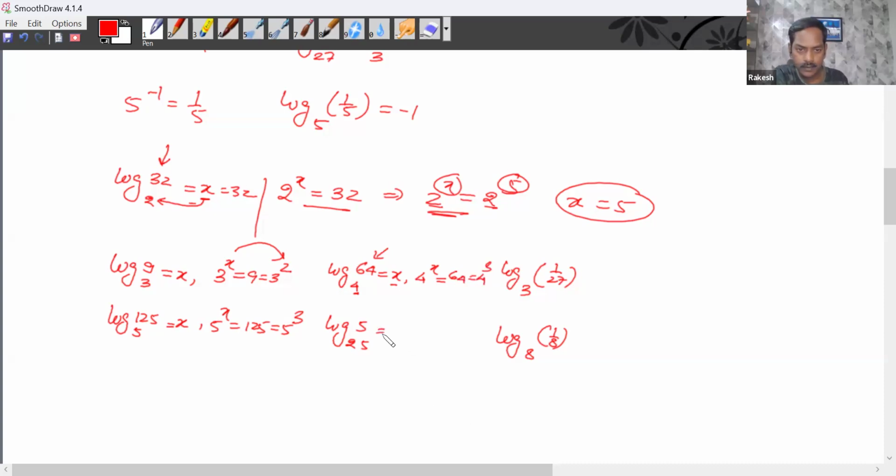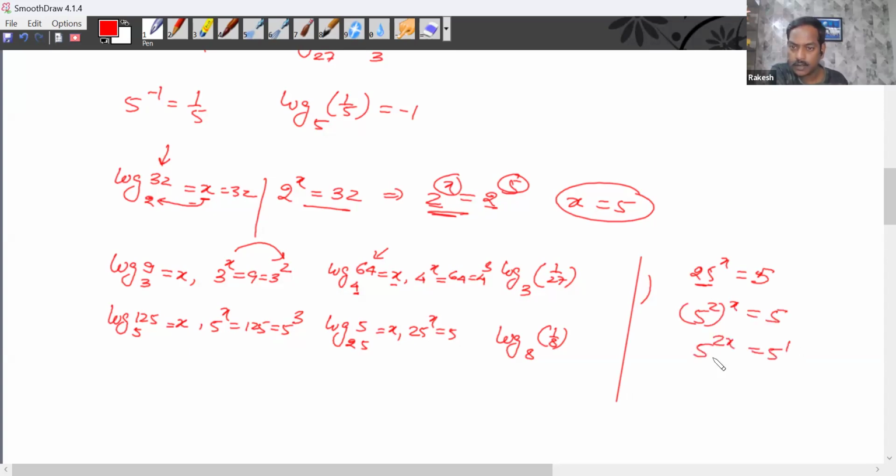In this case, if this is equal to x, then 25 to the power x is equal to 5. Let us take it slightly in detail. Okay. So 25 to the power x is equal to 5. I want that the base should be same both the sides. So what I can do is that this 25 can be written as 5 square whole to the power x is equal to 5. Or I can write it as 5 to the power 2x is equal to 5 to the power 1. Now the base is same.